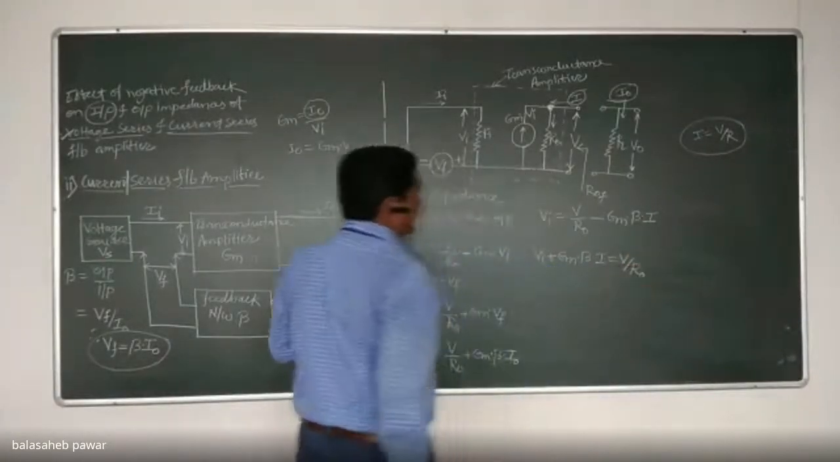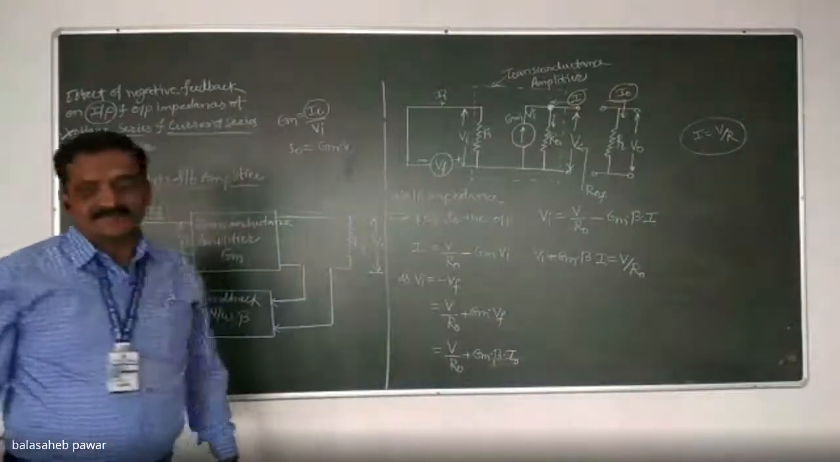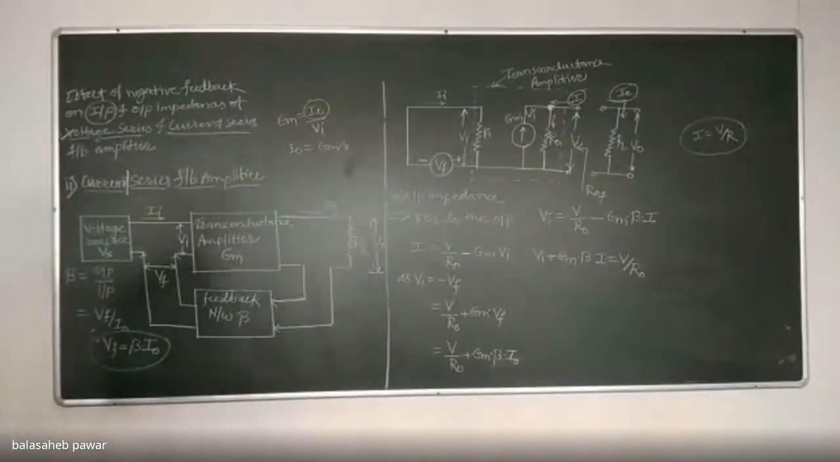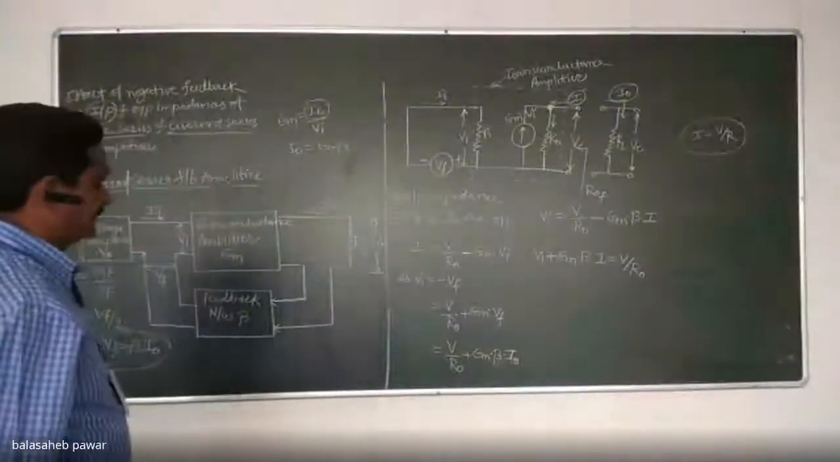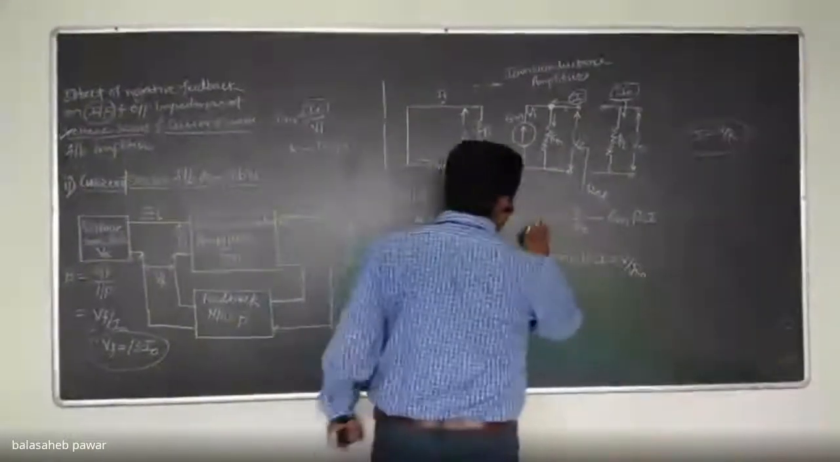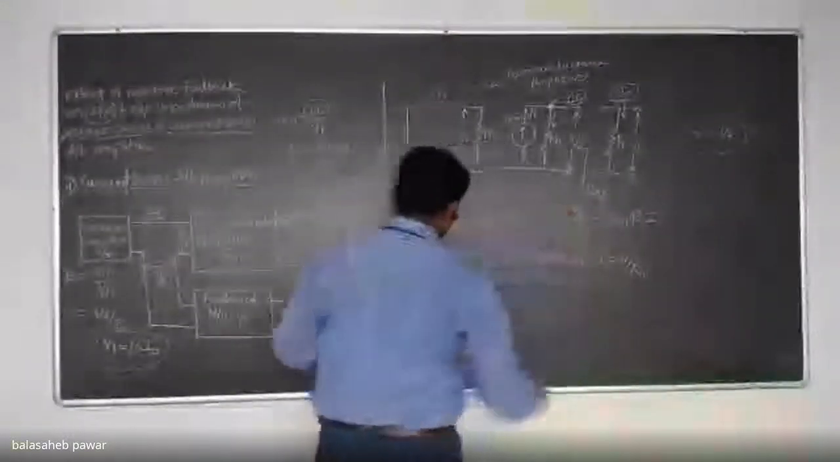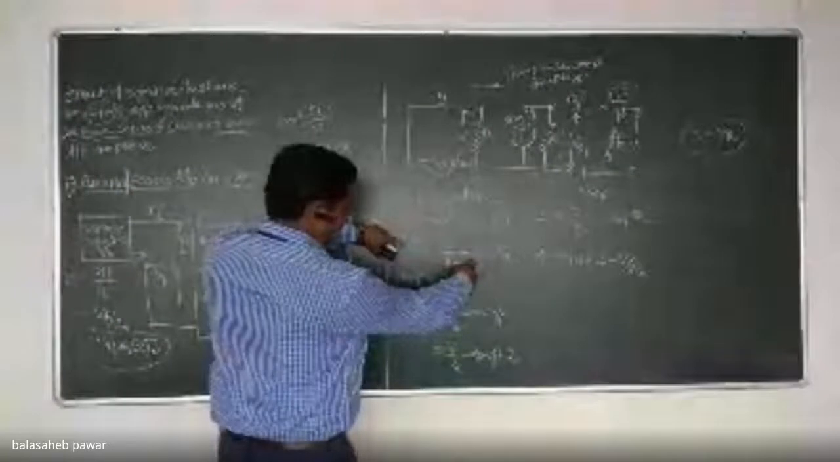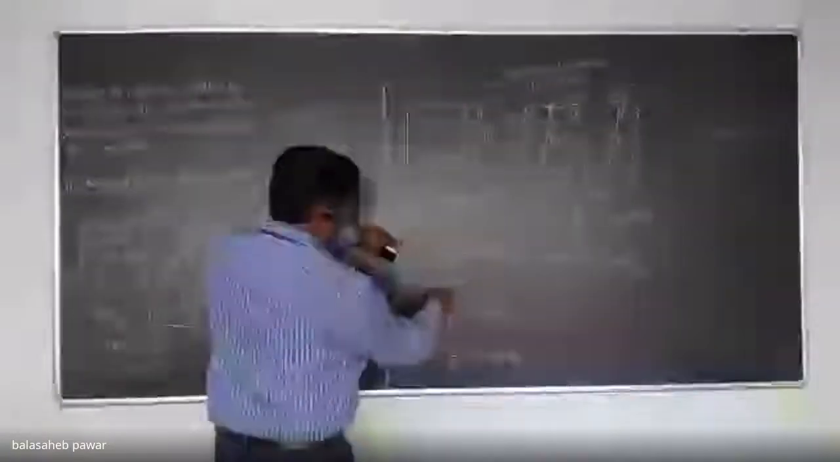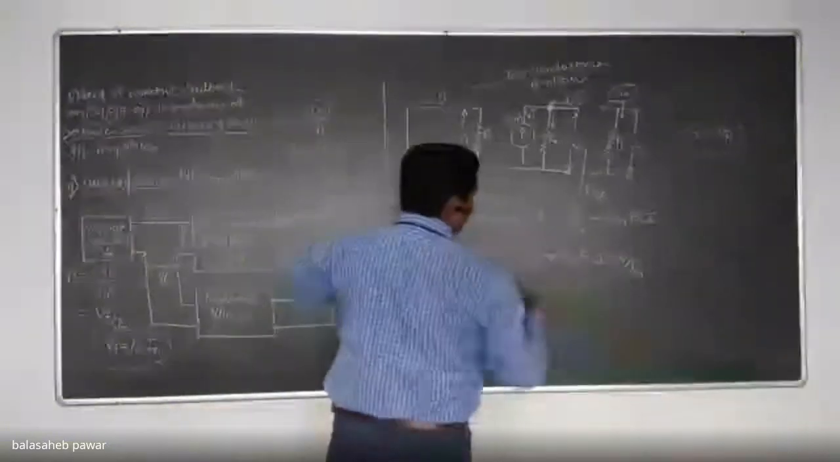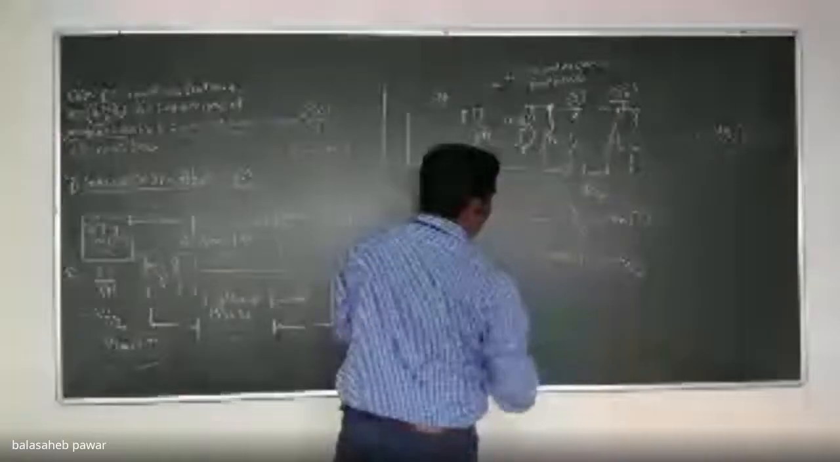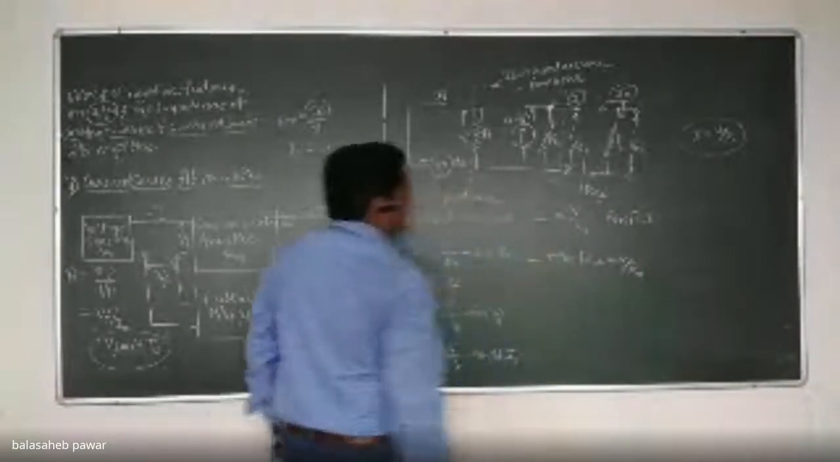Okay. Is it okay? Sorry. Yes, sir. Just a minute. Yes, it's okay. This is not VI, this is I. See, we replaced this VI by minus VF, so this is nothing but I. Not VI, it is only I. So I plus GM into beta into I equals V by RO.